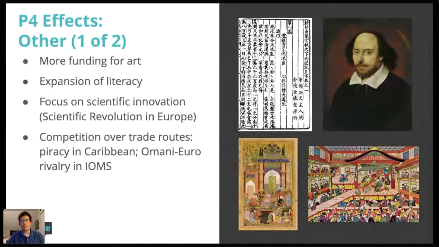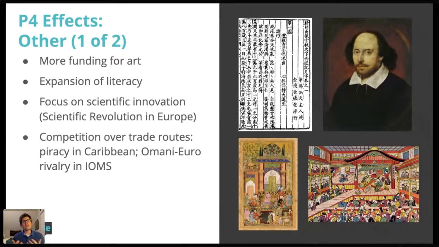Anytime you get a lot of trade, you're going to make a lot of money. Anytime societies have lots of money to be spent, we see funding for art, right? And so we're going to see the expansion of literacy, funding for art. In England, it's funding for people like William Shakespeare. In Mughal India, it is funding for miniature paintings. In China, it's funding for performing arts and kabuki theater, right? We're seeing the expansion of literacy and books and education.